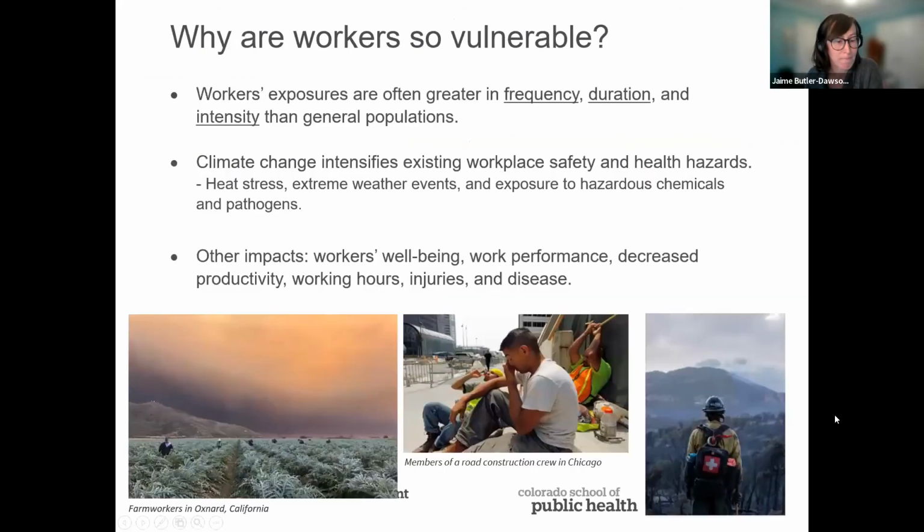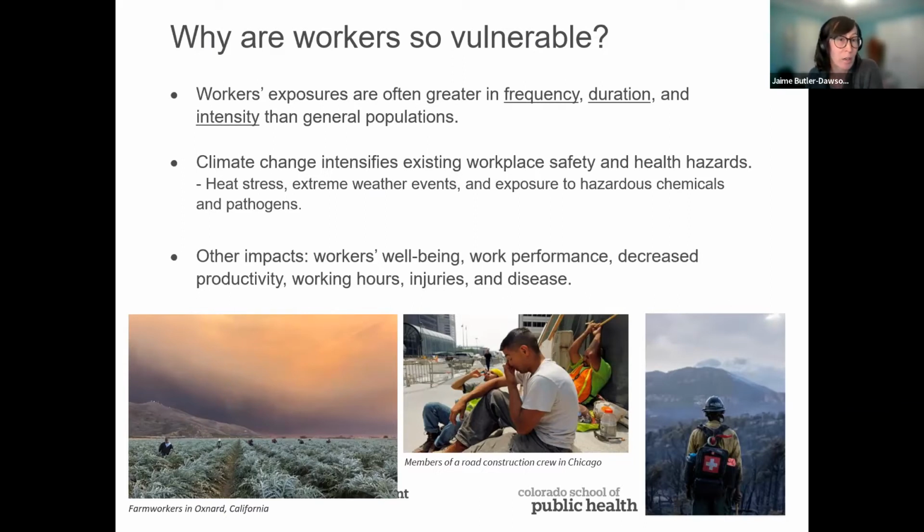Next slide, please. So why are workers so vulnerable to climate-related impacts? Workers' exposures are often greater in frequency, duration, and intensity than general populations. And often workers can't escape these hazards. They can't quit their job, or they don't get paid as much if they rest more in the shade. So climate change intensifies existing workplace safety and health hazards, including heat stress, extreme weather events, and exposure to different chemicals and pathogens. And these are both old hazards and also new emerging hazards.